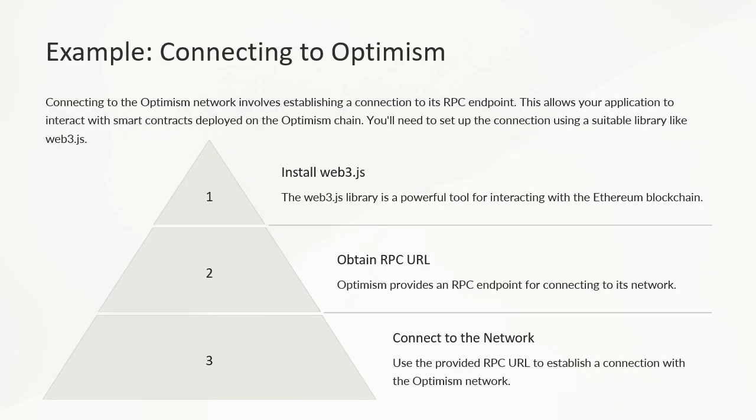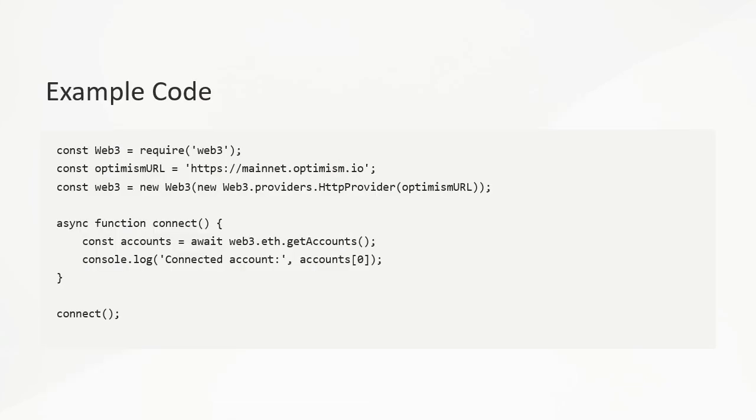The example code demonstrates how to connect to the Optimism network using Web3.js. By establishing a connection to Optimism's RPC endpoint, your application can interact with smart contracts deployed on the Optimism chain. Now we'll look at the code. So this code uses the Web3.js library and it has a simple asynchronous function which is to connect.